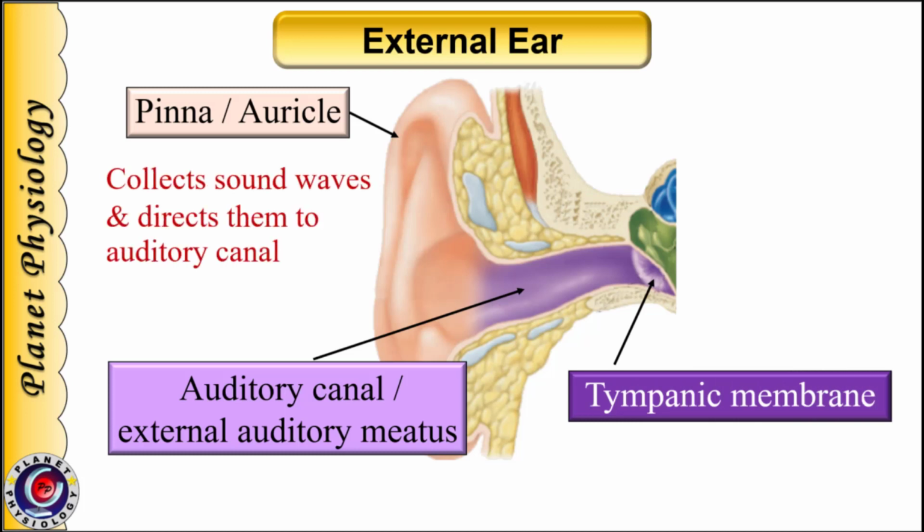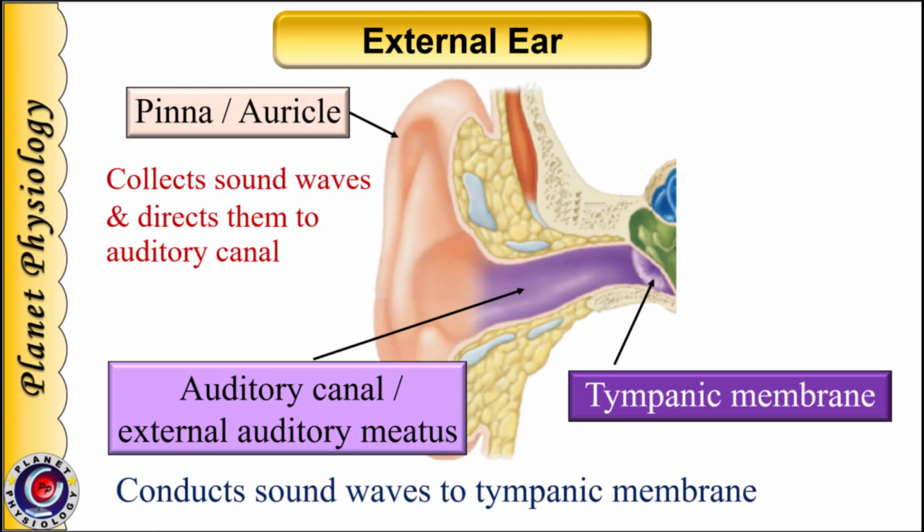The pinna collects sound waves from various directions and directs them to the auditory canal. The pinna also helps in knowing the direction of the source of the sound. The auditory canal conducts sound waves from the pinna to the tympanic membrane. A clear and obstruction-free auditory canal is a prerequisite to hear properly. At the end of the auditory canal is the tympanic membrane, and it helps in signal transmission from the external to the middle ear.